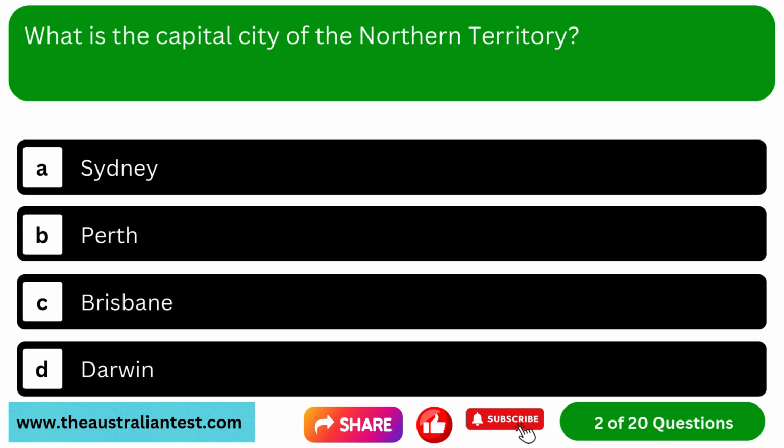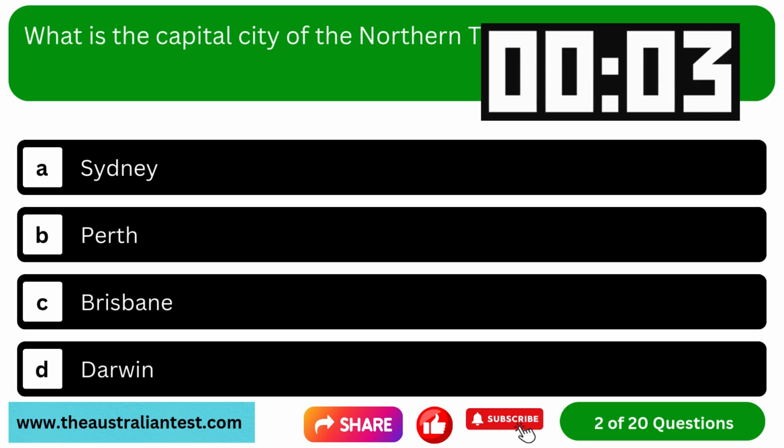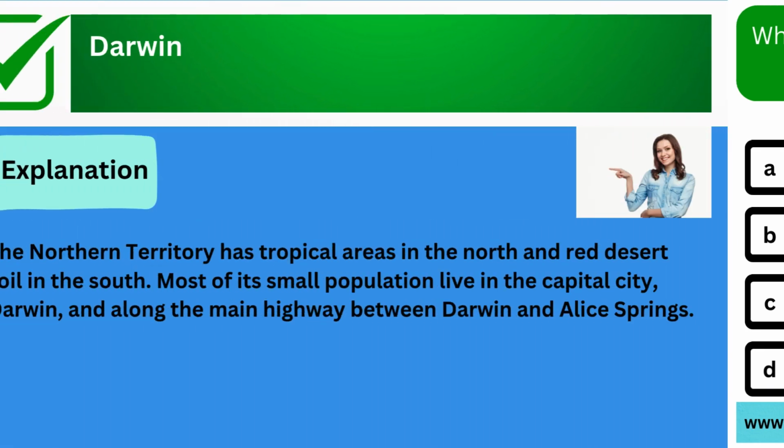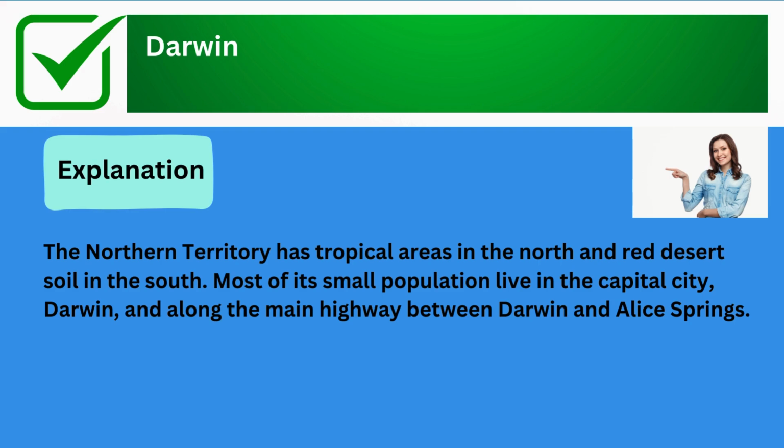Question 2. What is the capital city of the Northern Territory? Option A, Sydney. Option B, Perth. Option C, Brisbane. Option D, Darwin. The correct answer is Darwin. Explanation: the Northern Territory has tropical areas in the north and red desert soil in the south. Most of its small population live in the capital city, Darwin, and along the main highway between Darwin and Alice Springs.